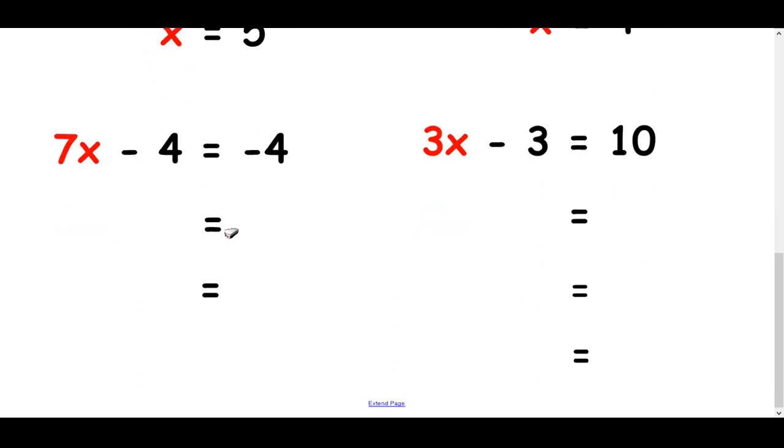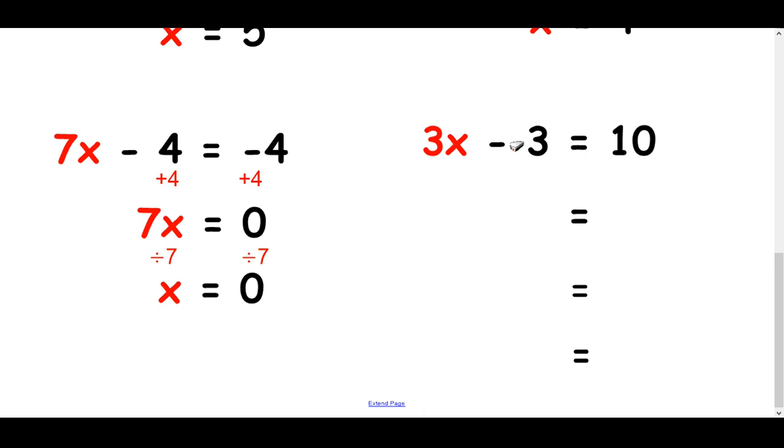Okay, a couple of wee harder ones to finish off. So in this one, we've got 7x take 4 equals negative 4. Add 4 to both sides. That's going to leave us with the 7x. Negative 4 add 4, that's just 0. And then split it into 7. Now, 0 split into 7 is just 0. That's an absolutely okay answer. I've seen people panic when they get 0. It's okay to get 0.